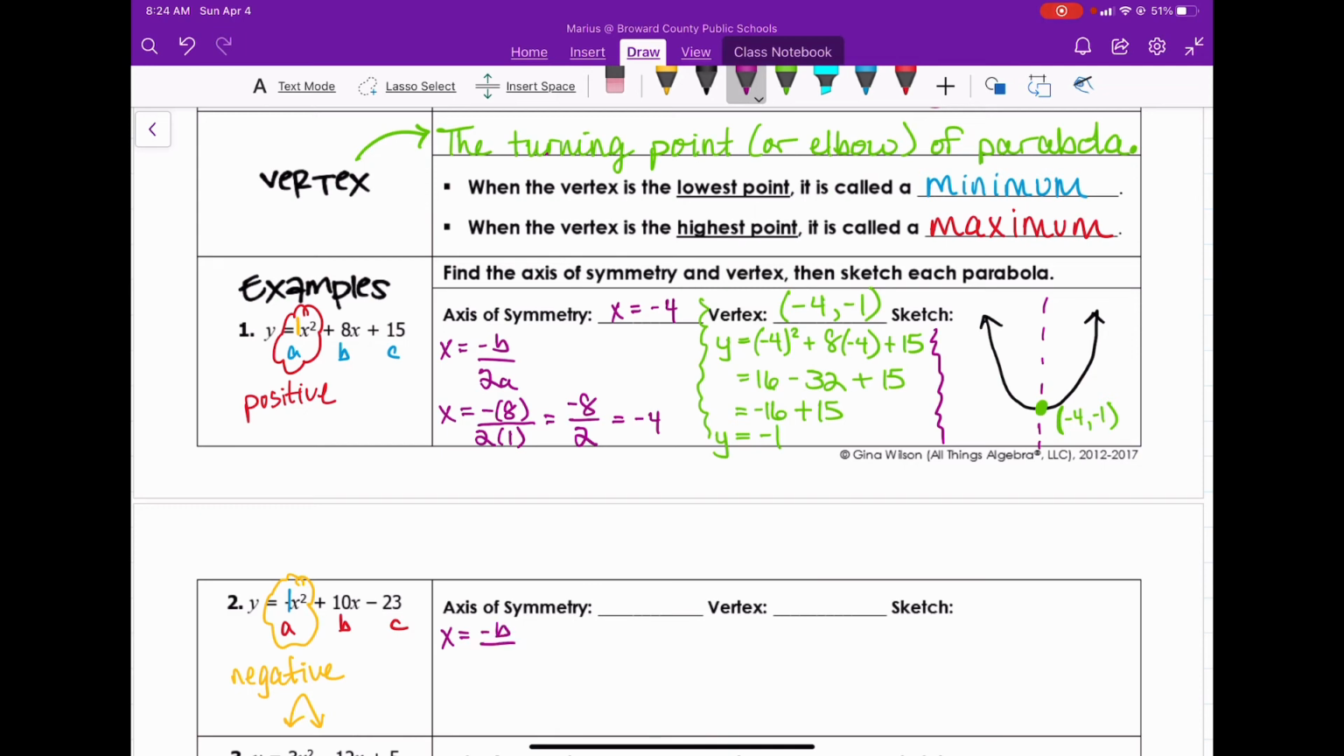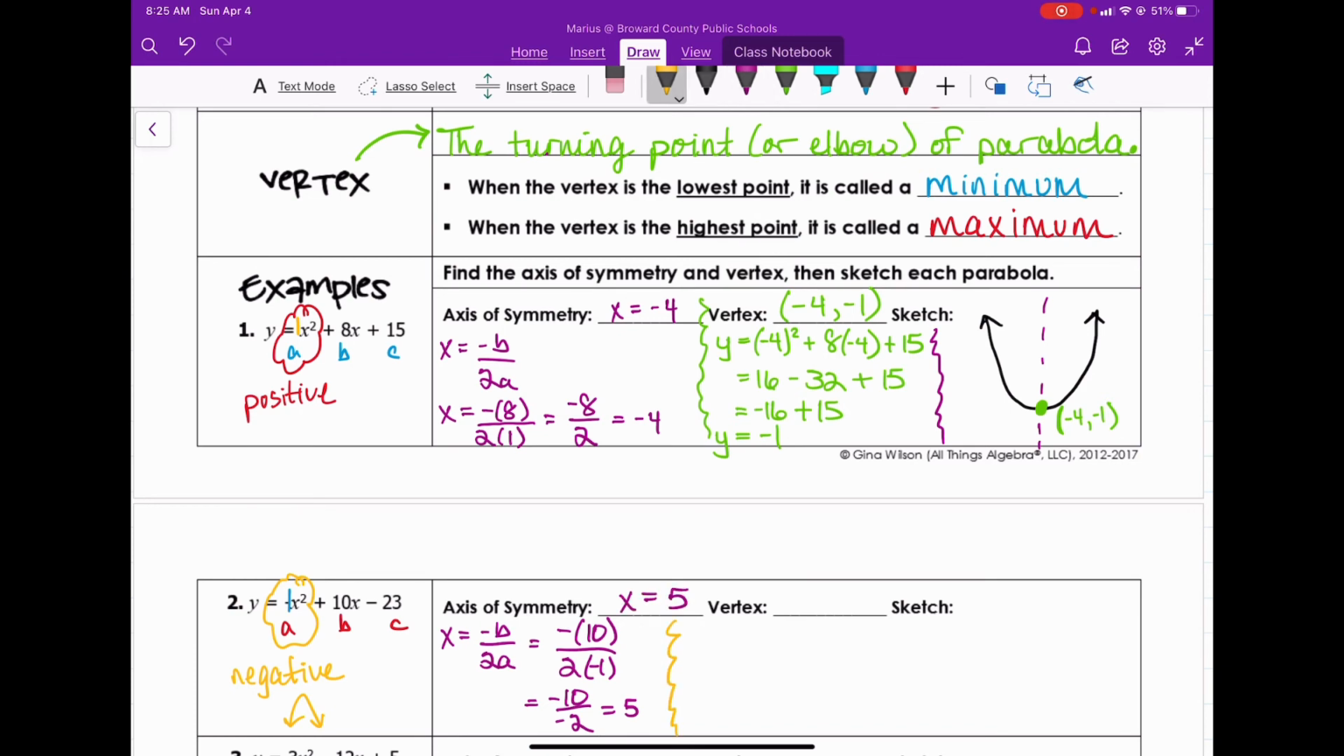It's x equals negative b divided by 2a, which is going to give us negative b is positive 10, divided by 2a, which is 2 times negative 1. So when we finish doing it, it's going to be negative 10 divided by negative 2, which equals positive 5. So our axis of symmetry is x equals 5.